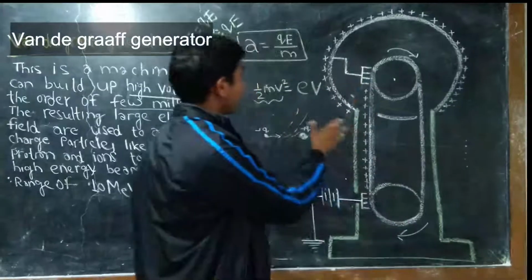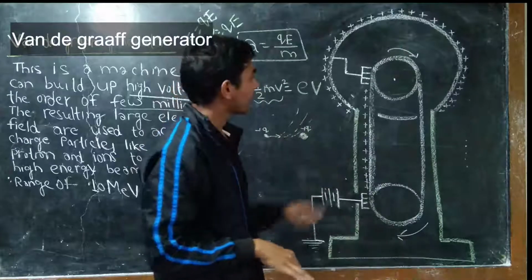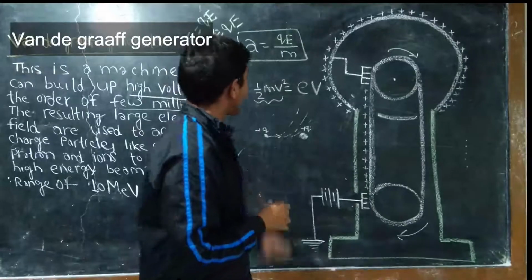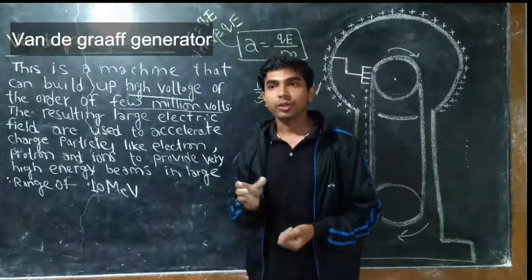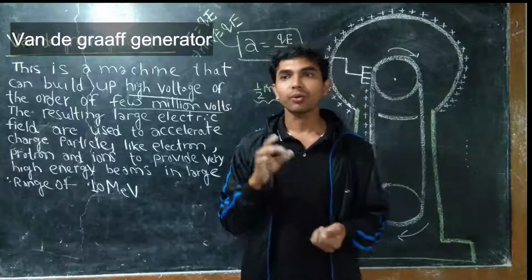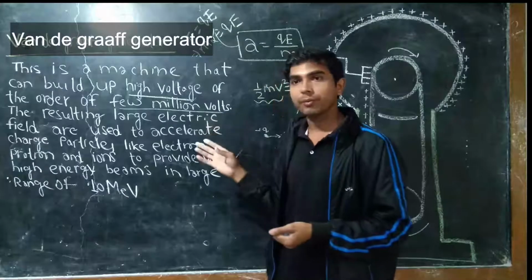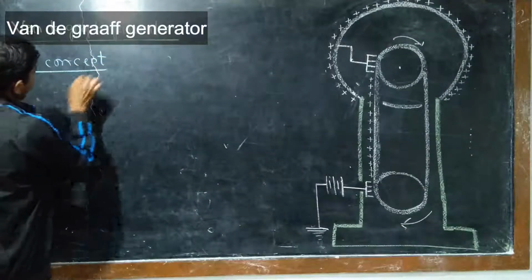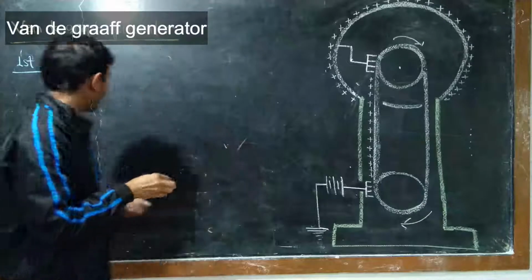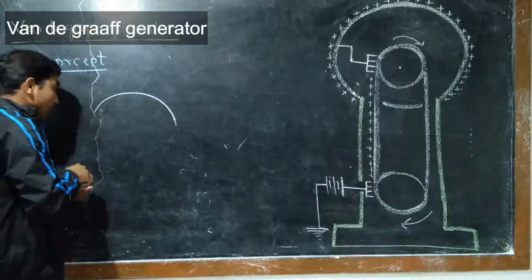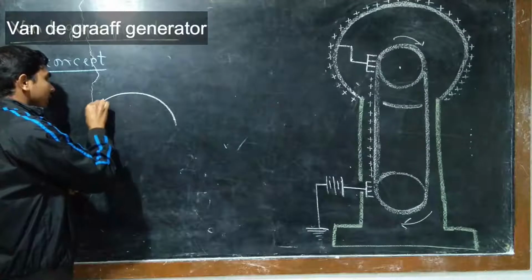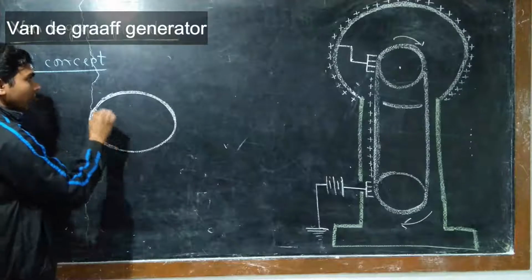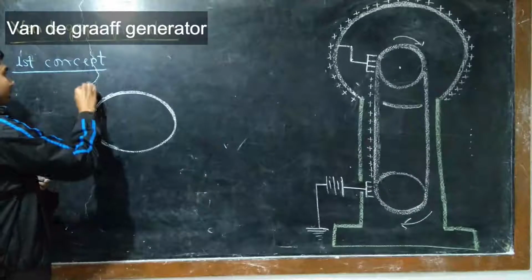These are the diagrams related to the Van de Graaff generator. I will explain it, but to understand it I have to discuss two concepts that are useful in the Van de Graaff generator. So now I have to go for that. First concept, what is that? Suppose there are two spherical shells, this one, and another spherical shell is also present.